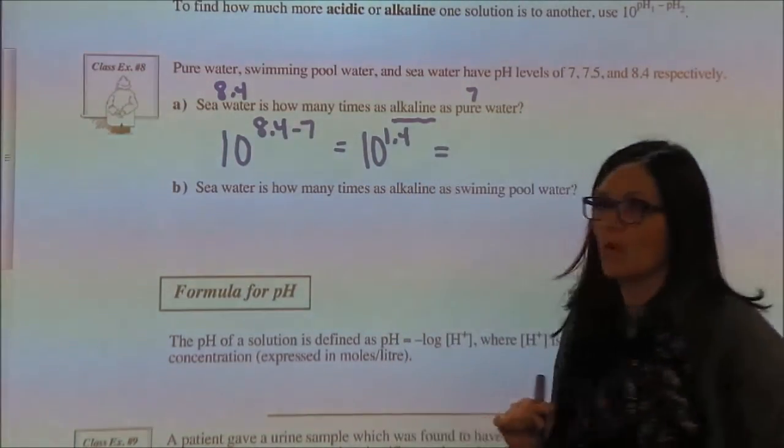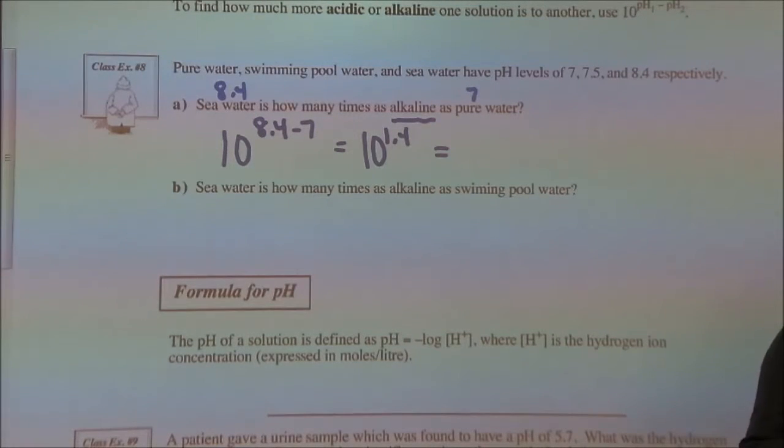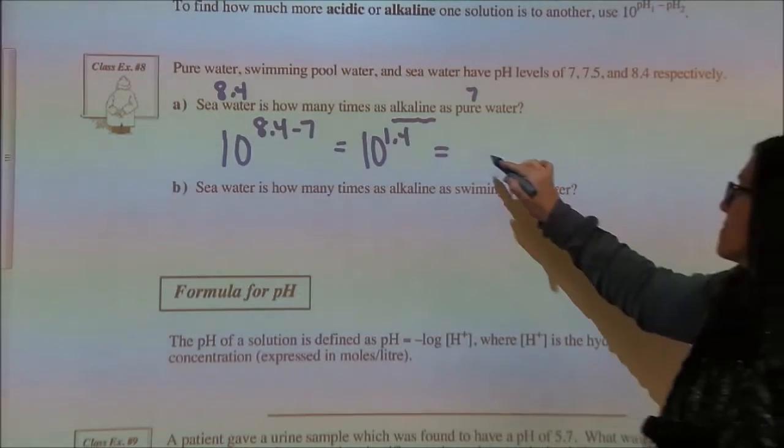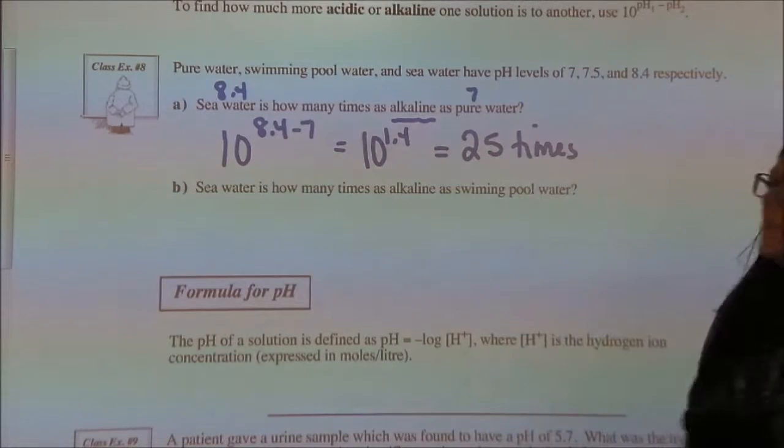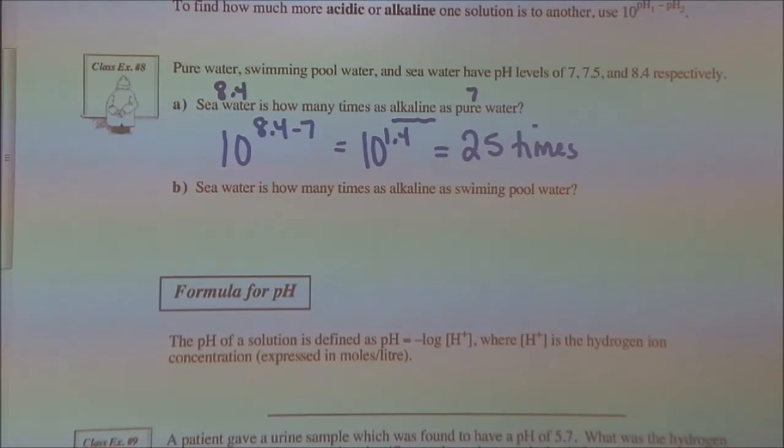So what is 10 to the power of 1.4? 25.11. So to the nearest whole number, 25 times. Which answers the question, why does salt water burn my eyes? Because it's 25 times more intense, more alkaline than pure water. It's going to be more sensitive.